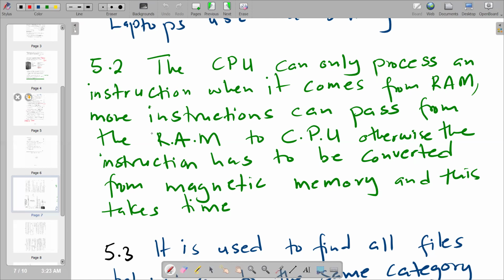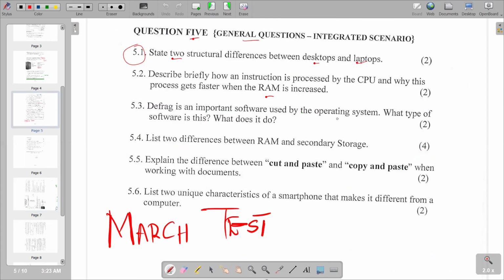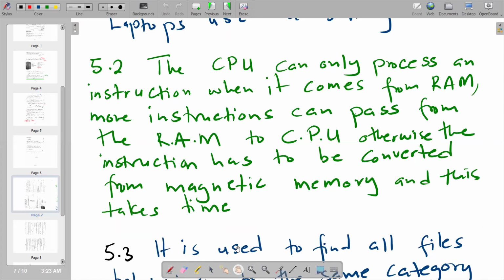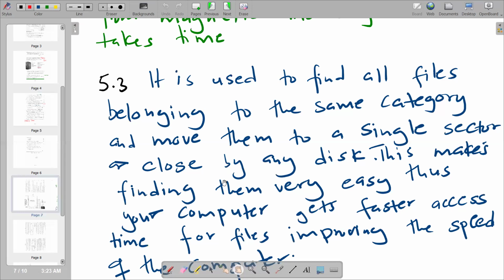We move on to the next part of our question, which is about a defragmenter system. What type of software is this? On the first part, we are trying to explain, so we go again to our answer section to see what explanation we have. You see that it is used to find all files that belong to the same category and move them to a single sector or close by on the disk.